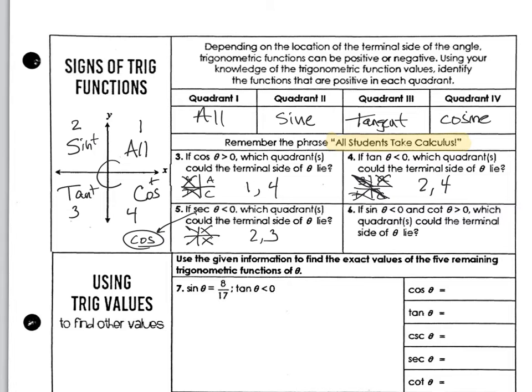Now here we have two things going on. Sine is negative, and cotangent, which we'll think of as tangent, is positive. So sine is negative. Well, sine's positive here and here, so we're looking in these two quadrants. And cosine's positive there, so that's where the tangent's negative. So it has to be in this quadrant right here. So it can only be in quadrant 3.